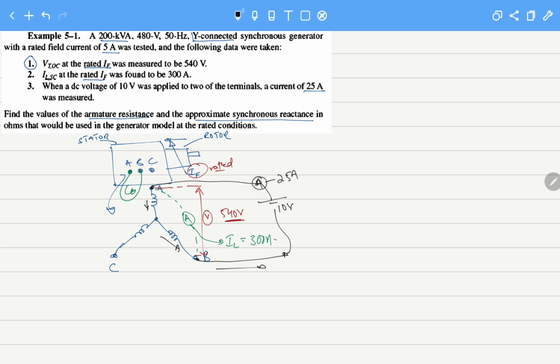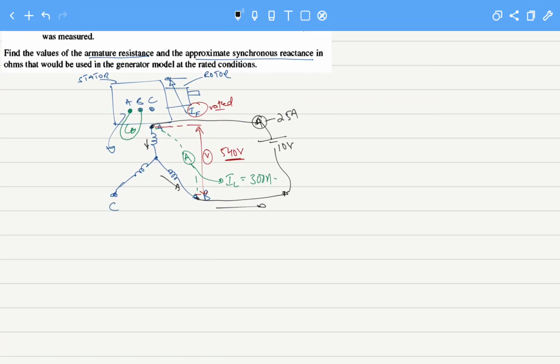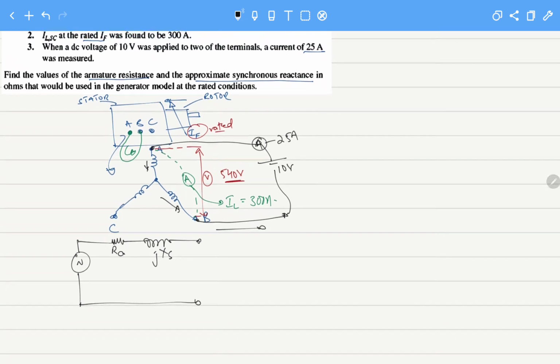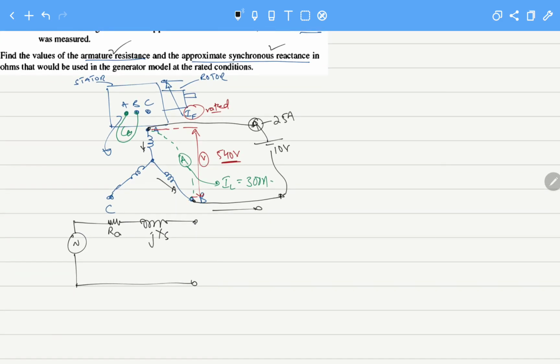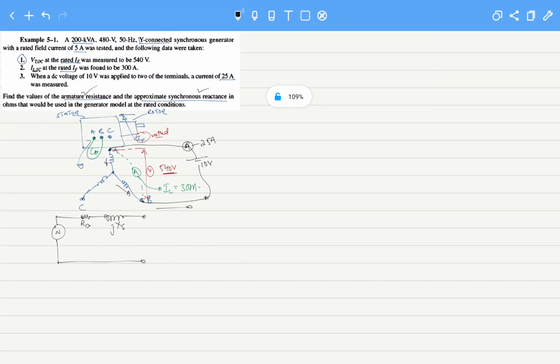Now they have given us the results of three tests, and what they want us to determine is this. We know that for the per phase equivalent circuit of our synchronous generator, we have an armature resistance RA and a synchronous reactance jXS. What is required is to calculate the armature resistance and approximate synchronous reactance in ohms for our device. So we can start this. I hope now the question is clear.